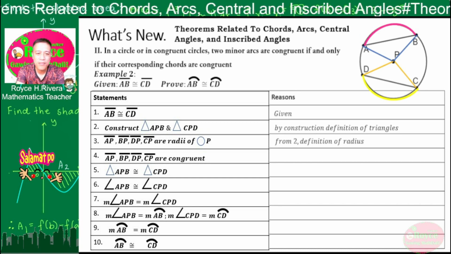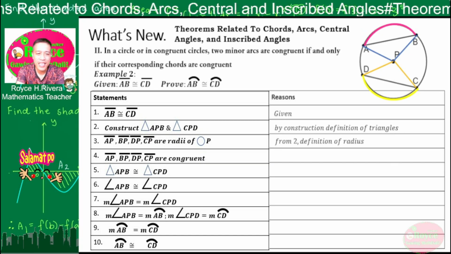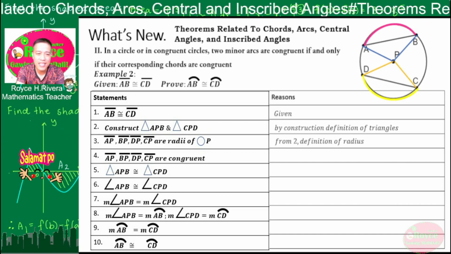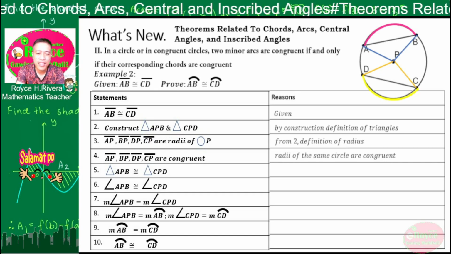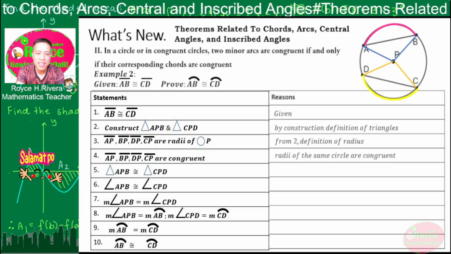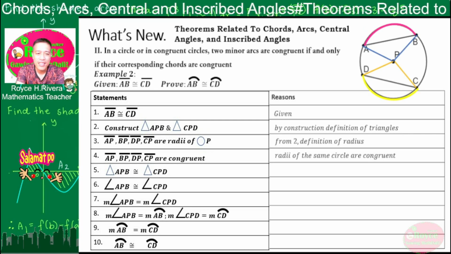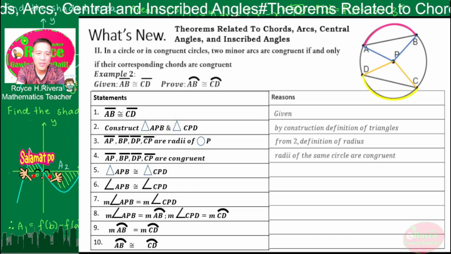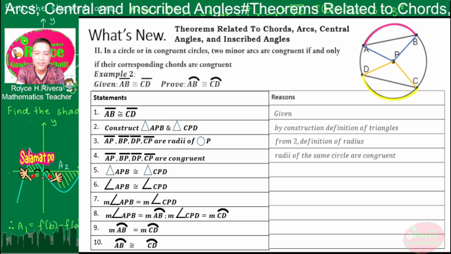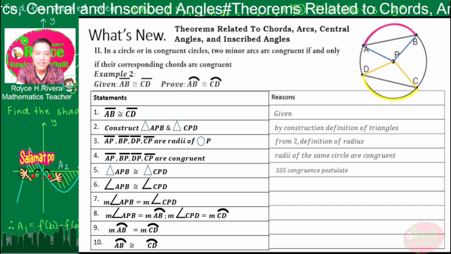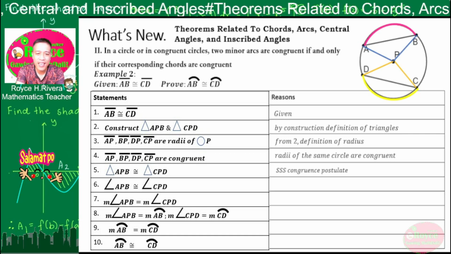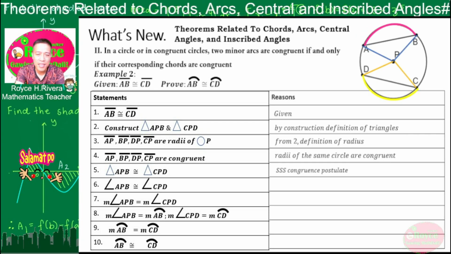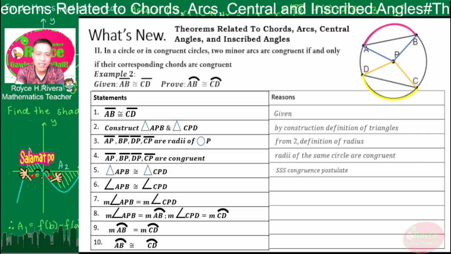Statement number 4. Radii AP, BP, DP, and CP are congruent. For the reason, radii of the same circle are congruent. Statement number 5. Triangle APB is congruent to triangle CPD. The reason? SSS congruence postulate. Sides AB and CD are congruent.